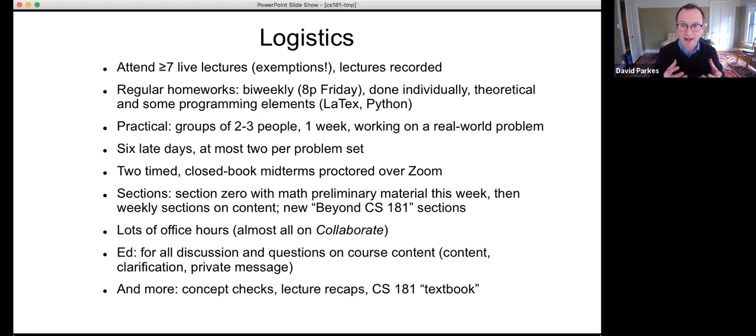There's one practical, which is a more applied exercise. So you'll have a week to do that. You can work in a small group. There'll be 6 late days, but at most 2 late days per problem set. We're planning 2 timed closed book midterms that will be proctored over Zoom. There'll be weekly sections. There'll be section 0 this week. You already heard about the Beyond CS-181 sections that are optional.